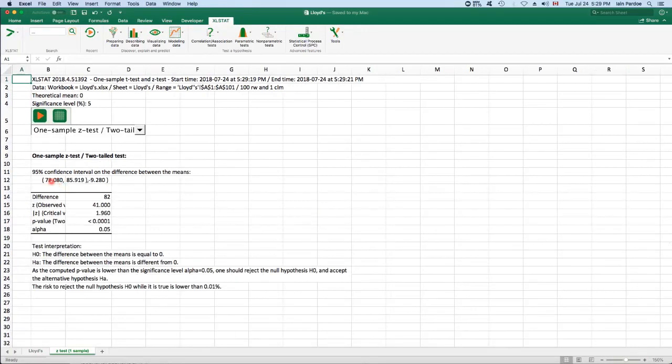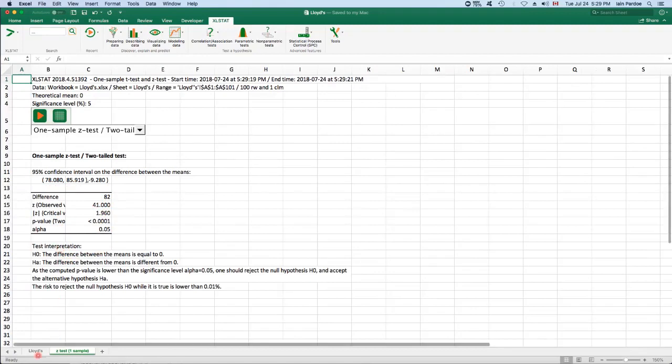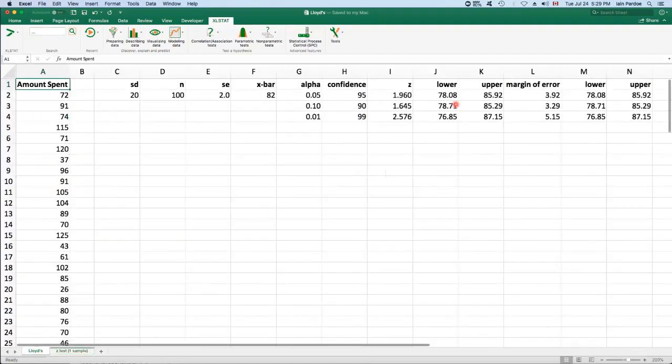we get our confidence interval right here. Don't worry about all this other stuff. This is going to come later when we talk about hypothesis tests. We're only interested in the confidence interval right here, 78.08 up to 85.92, if we round it to 2 decimal places. And that matches what we got when we did it by hand.